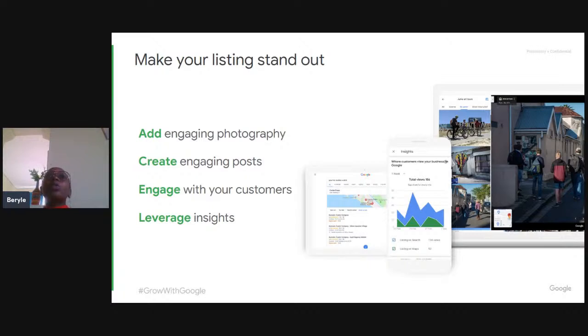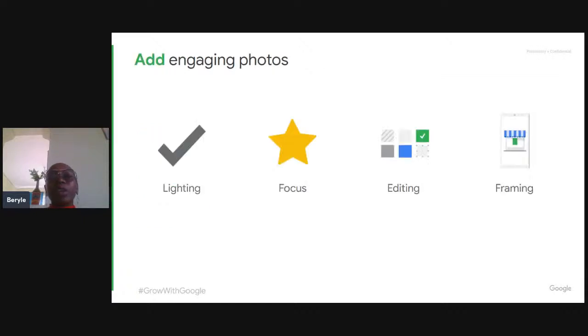Creating engaging posts also goes back down to the copy of your post, all right? Is your copy appealing? Is your copy engaging in terms of the photography? Is it appealing to the eye? Are you using bold colors? Do you have a style for your post? All right. And then leverage on insights. This is understanding your audience insights and understanding their behavior on the platform and how you can use that for your business.